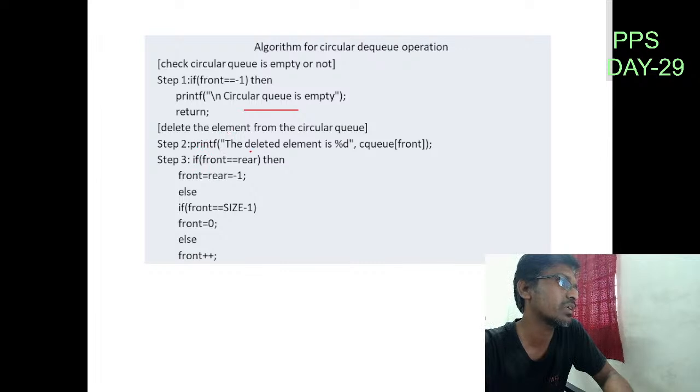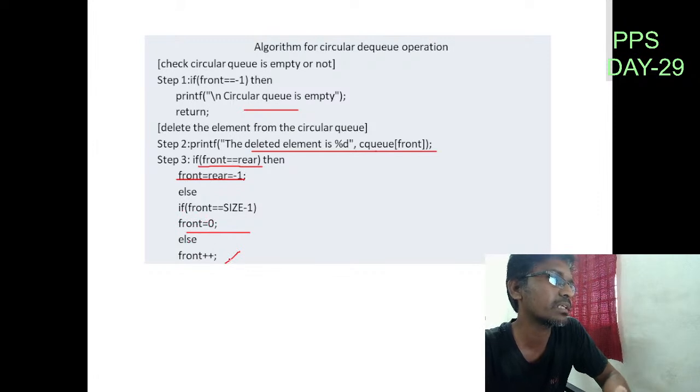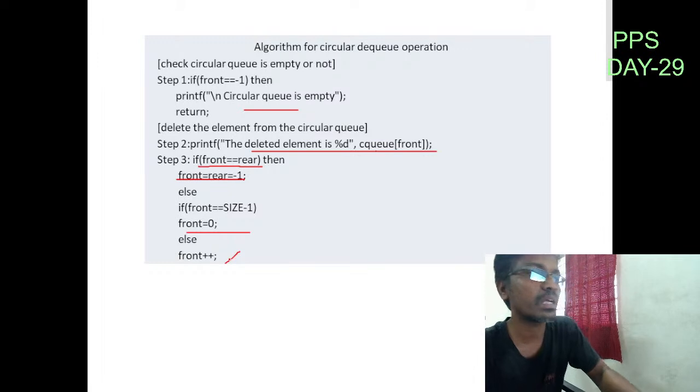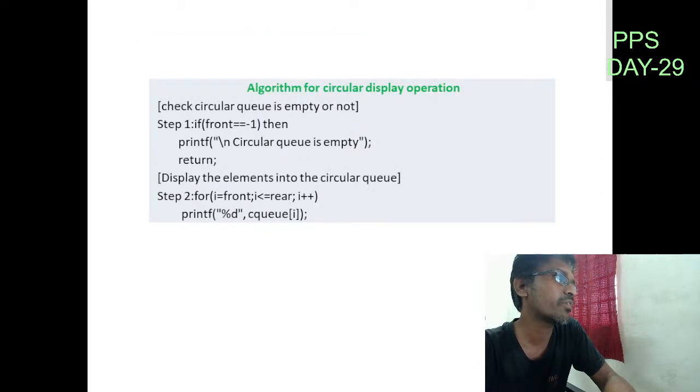Otherwise, you have to delete the elements from the front end in a circular queue. While deleting elements through the front end, if front value and rear value are pointing to the same position, then you set front value and rear value equal to minus 1. Otherwise, if front value is equal to size minus 1, then you set front equal to 0, or otherwise you increment the front pointer. So this is the DQ operation or delete operation, and finally you have to display how many elements are in the circular queue.